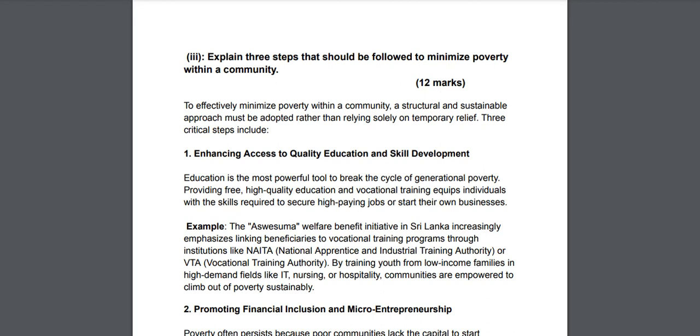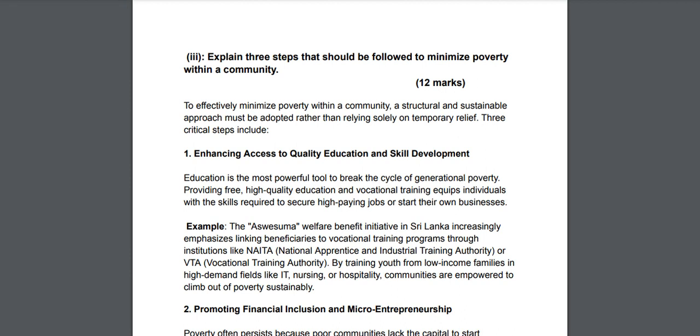Okay, so today's question is I have selected the third part, right? So here you have the question: explain 3 steps that should be followed to minimize poverty within a community. So you can gain 12 marks from this question, right? So here, first thing you have to do is read the question carefully. So what is happening? Explain 3 steps that should be followed to minimize poverty within a community.